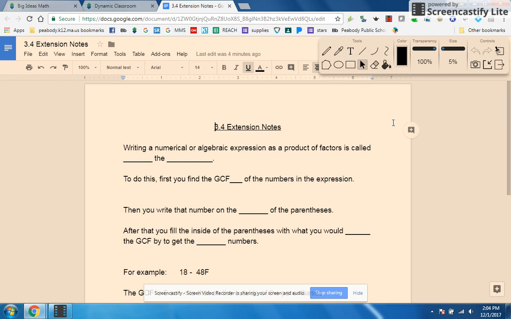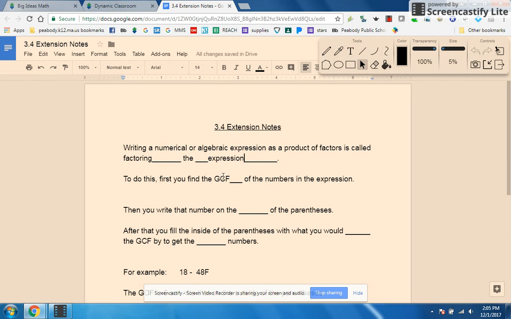So we did the distributive property, and now we're going to do this thing that looks almost like the distributive property in reverse. And this is called factoring the expression. Writing a numerical or algebraic expression as a product of factors is called factoring the expression. Make sure you are filling in your notes with me.